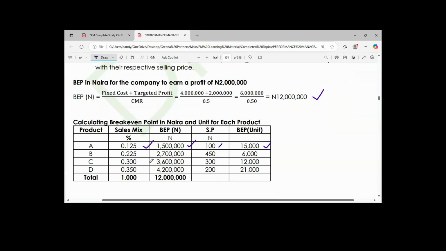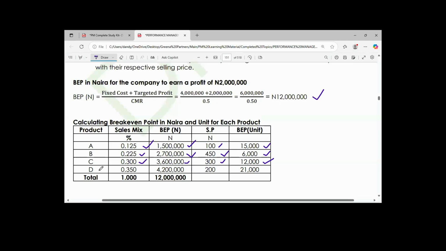I'm done with A. I'll move to B. 0.225 multiplied by 12 million naira will give us 2.7 million. 2.7 million divided by 450 will give us 6,000 units. I'm done with B. I will also move to C. 0.3 multiplied by 12 million will give us 3.6 million. 3.6 million divided by 300 will give us 12,000 units.